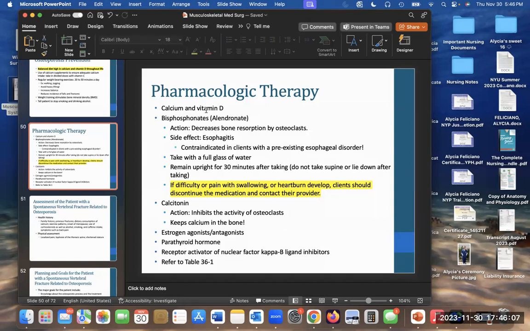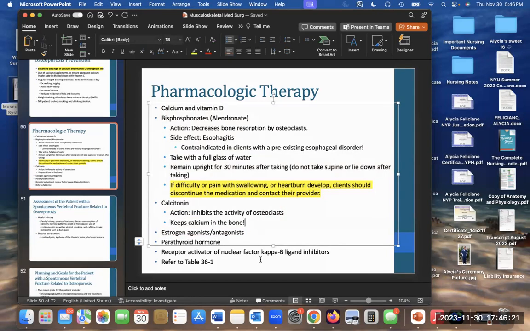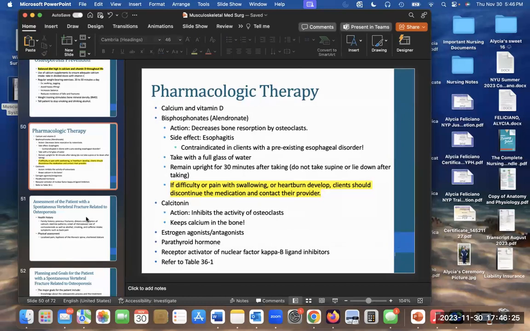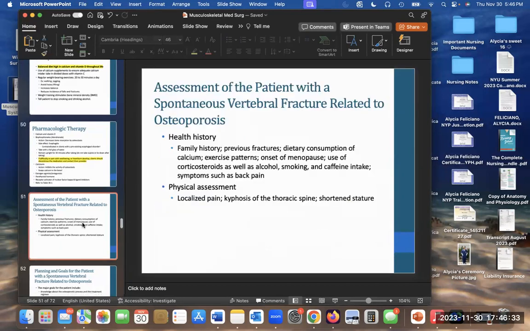Calcitonin inhibits the activity of osteoclasts, okay? So it prevents bone breakdown and it keeps calcium in the bone, which helps with bone formation. Other things can be estrogen agonist, antagonist, parathyroid, but these four are the main ones, okay? And I would pay very, very close attention to that. If they say something about osteoporosis, you already know calcium and vitamin D. If it's a select all, you better click that one. You're definitely going to get a point for that one.